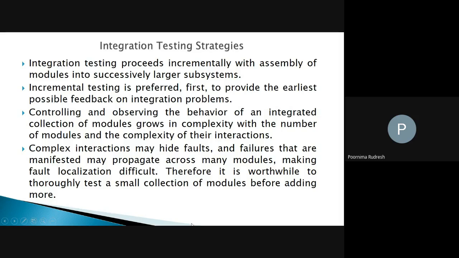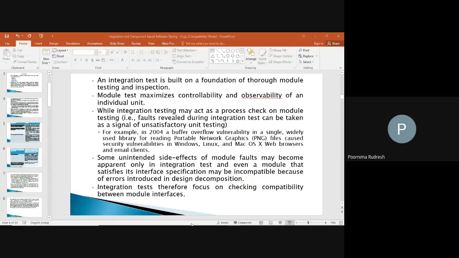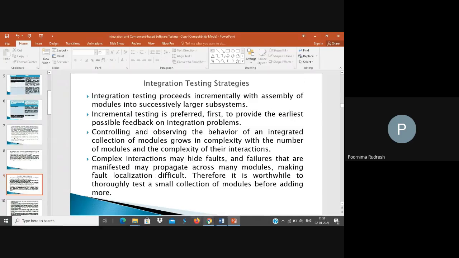Controlling and observing the behavior of an integrated collection of modules.